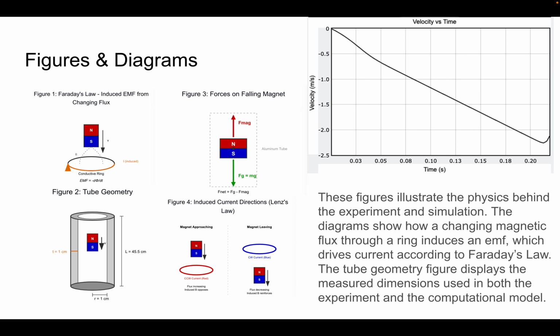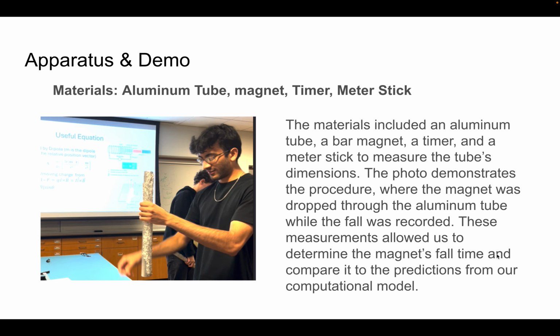Here are some figures and diagrams. Figure 1 was Faraday's law. Figure 2 is the tube geometry. Figure 3 is forces on the falling magnet. Figure 4 is induced current directions. The figures illustrate the physics behind the experiment and simulation. The diagrams show how a changing magnetic flux through a ring induces an EMF, which drives current according to Faraday's law.